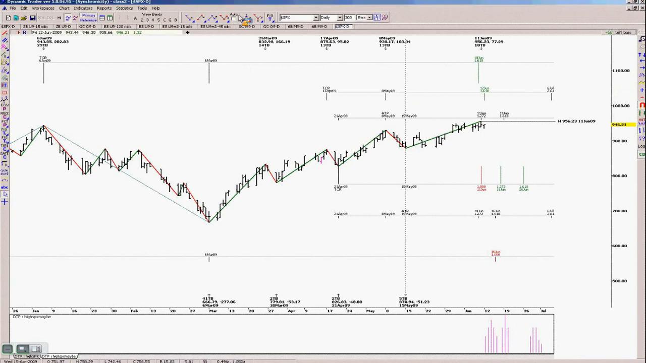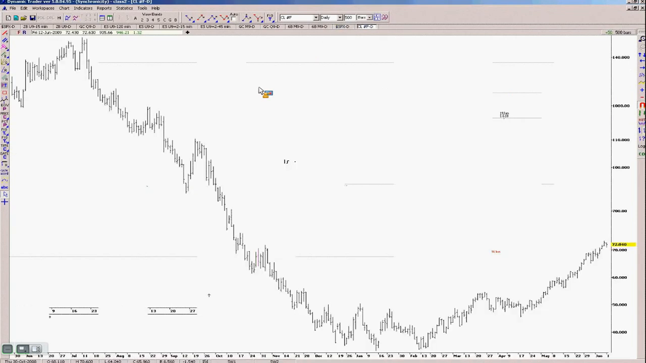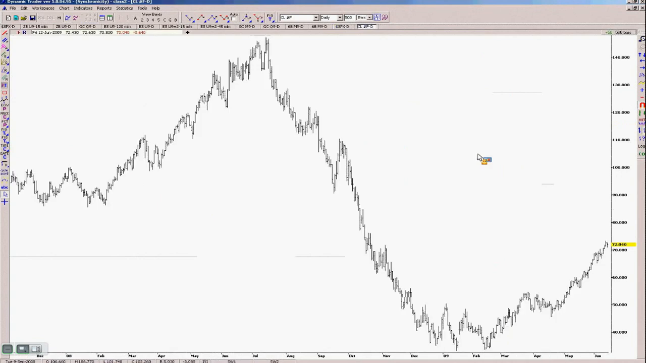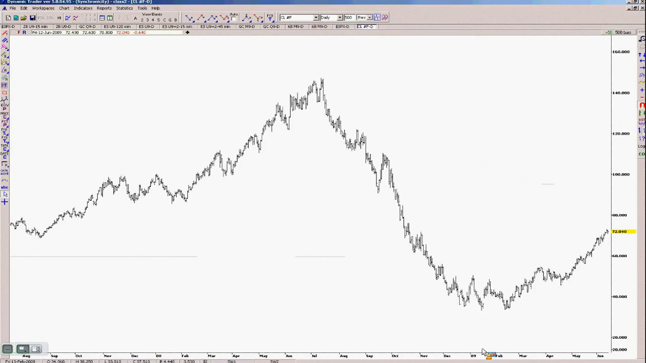Let me look at crude. Crude's definitely a hot market, so let's take a peek at that one. I don't have a crude cash chart, so what I'm going to do is use the continuous and hope that it's not too messed up.